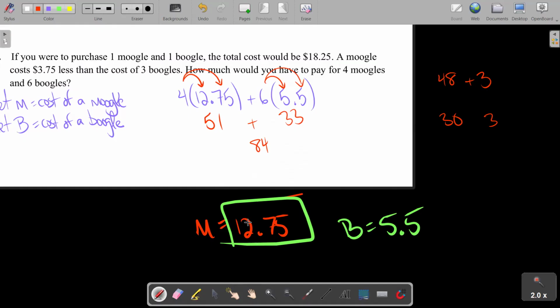Step 4 now is get around and answer the darn question and do it using English, right? No one asked about B's and M's and all this stuff we've been doing. It's time to get with the program and answer the question. So we're going to say something nice and clean, like 4 Moogles and 6 Boogles would cost $84. Capitalization at the beginning, period at the end. Again, I don't see any need for a comma there because there's really no logical pause at any point in that sentence, right? Comes out nice and clean.